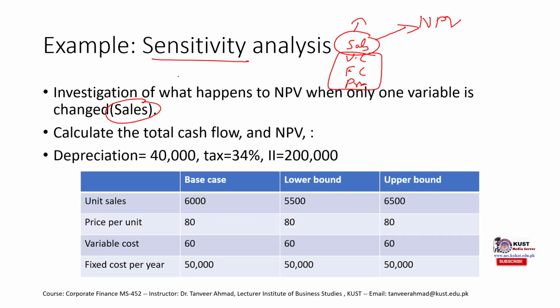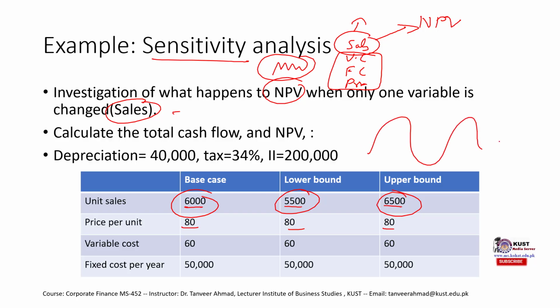Okay, so this is the same example. You would see that in this case, we want to investigate what would happen to NPV if we only change sales. So we are just changing the sales. The other variables are kept constant. So price is constant in all the cases, variable cost is constant, fixed cost is constant. We have just changed the sales. So we just want to know how much this NPV is sensitive to the change in sales, the sensitivity of NPV to the change in sales. This is what sensitivity analysis would tell us. One more example.